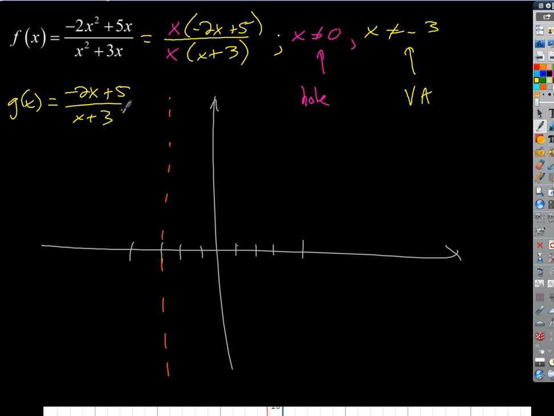Okay, so let's look at this one then. All we have to do is just take the limit of this simpler function as x approaches 3 from the left and the right. Make sense? Okay. So what about the limit of g of x as x approaches what? -3 from, how about from the left this time? What's that going to give us?